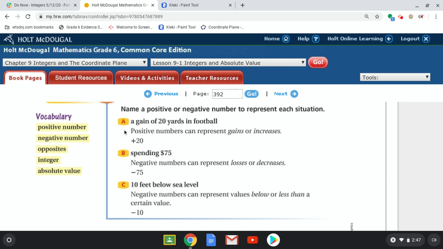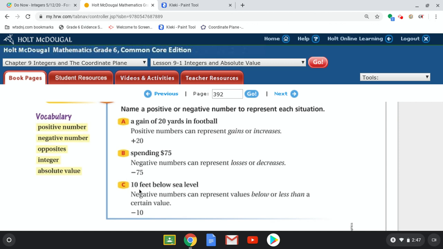For example, here it says name a positive or negative integer or positive or negative number to represent each situation. A says a gain of 20 yards in football. Well, if you're gaining 20 yards, that's going to be a positive, so that would be represented by positive 20. B is saying you're spending $75. Well, if you're spending $75, you're giving away $75, so that would be represented by a negative 75.